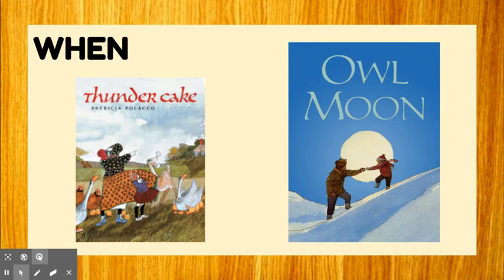I also want to talk about when we're talking about setting. So in this first story, this story's Thunder Cake, and you notice that the sky is a little bit light. Maybe it's starting to get a little bit darker because clouds are rolling in. But we would say that this is happening in the daytime. In the next story, Owl Moon, we would say this story is happening at nighttime because the moon's out and the sky's a little bit darker.